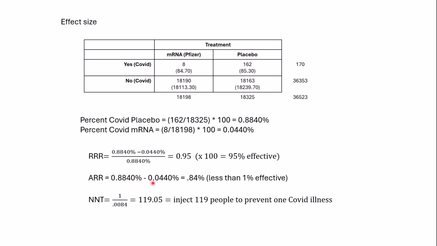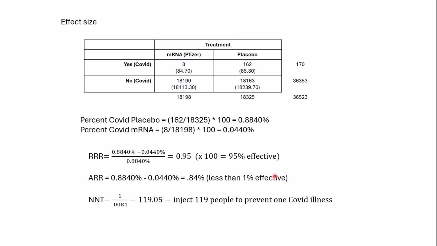How much of a decrease is there? Well, 84.4 down to 84.0 is a difference of 0.84%. These are already percentages, so I'm not going to multiply by 100 here. So that is less than 1%. That is the interpretation: the vaccine is less than 1% effective using the ARR.